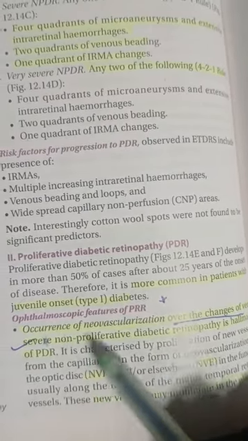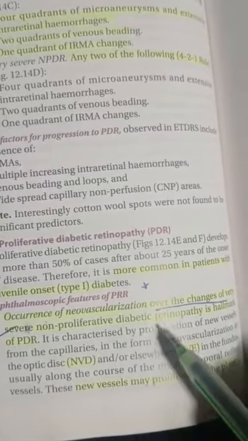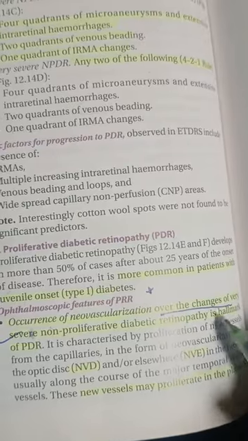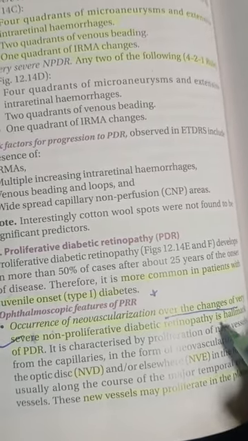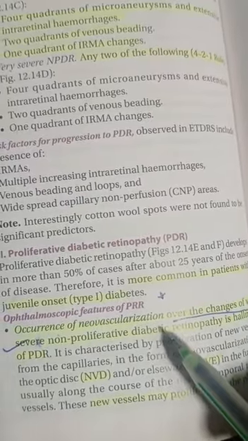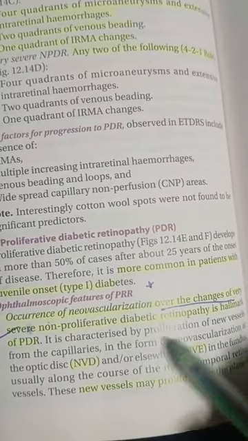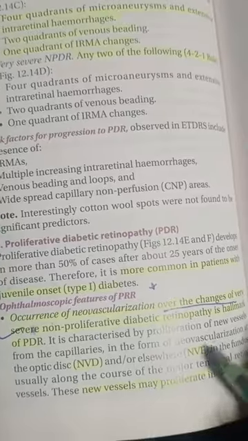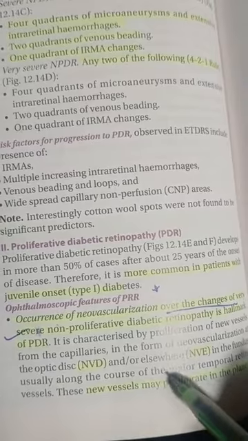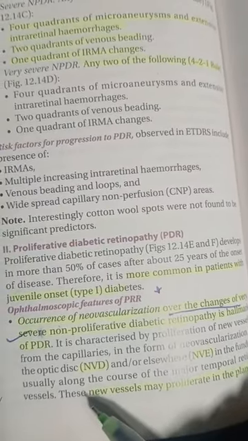Next is the ophthalmoscopic features. The occurrence of neovascularization over the changes of very severe non-proliferative diabetic retinopathy is the hallmark. Neovascularization is the proliferation of new vessels from the capillaries, in the form of neovascularization of the optic disc or elsewhere in the fundus, usually in the course of major temporal retinal vessels.